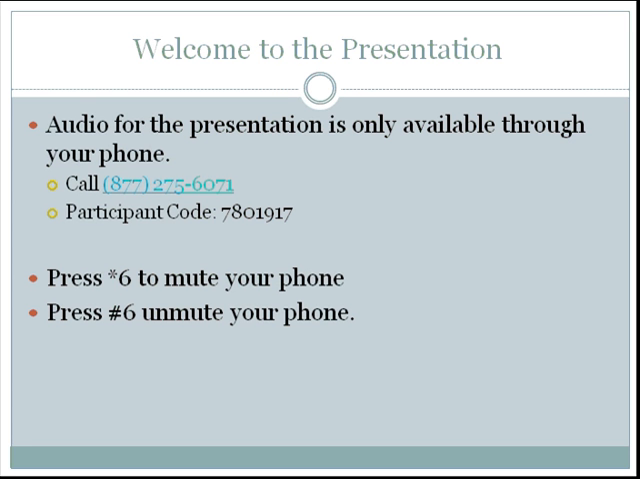Before we get started, I'm just going to do a short tutorial on how to use the meeting interface. First of all, we have our audio presentation here, and that's only going to be available through your phone. So just call up this number right here, and the participant code is right below, and you'll be connected. Obviously, if you're listening, you've already connected. If you haven't already muted your phone, please mute your phone by hitting *6. And if you need to ask a question, #6 will unmute your phone.